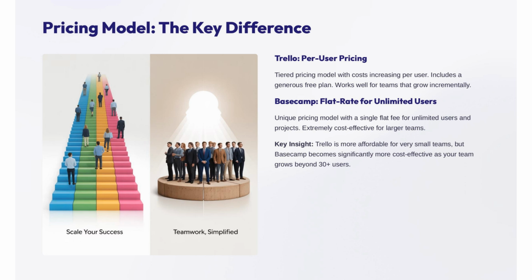Here's where things get really interesting from a budget perspective. Trello uses traditional per-user pricing that scales with your team size. Basecamp throws that model out the window with flat-rate pricing for unlimited users. This creates a fascinating crossover point. Basecamp's flat pricing at around $299 per month for unlimited users makes it incredibly cost-effective for larger teams, while Trello's per-user model works better for smaller groups.